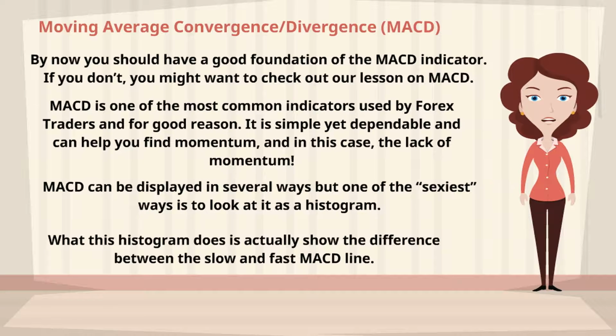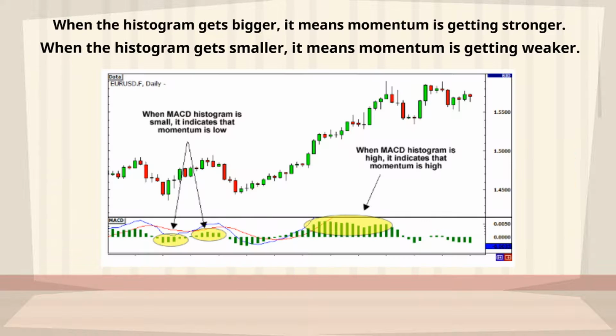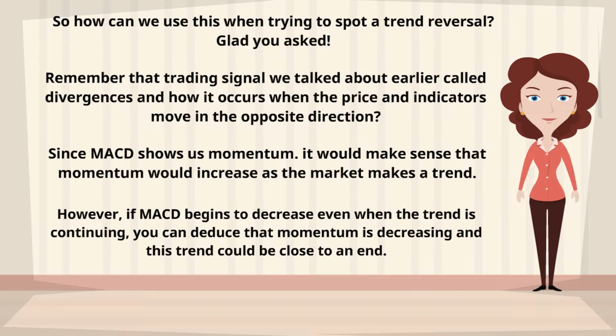MACD can be displayed in several ways, but one of the sexiest ways is to look at it as a histogram. What this histogram does is actually show the difference between the slow and fast MACD line. When the histogram gets bigger, it means momentum is getting stronger. When the histogram gets smaller, it means momentum is getting weaker. So how can we use this when trying to spot a trend reversal? Glad you asked. Remember that trading signal we talked about earlier called divergences, and how it occurs when the price and indicators move in the opposite direction.